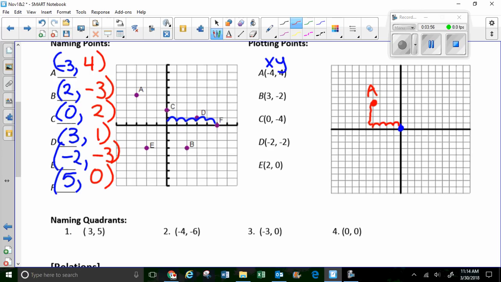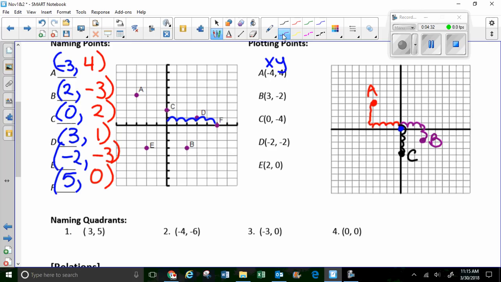For B, I'm going to again start at the origin. And I'm going to go to the right 1, 2, 3. That's my x value. Then I'm going to go down 1, 2. That will be point B. It's always good to label your points so you know what you're looking at. For C, I start at the origin, and I don't go left or right at all because x is 0. I'm just going to go down 1, 2, 3, 4 to move in the negative direction. So that's going to be C.